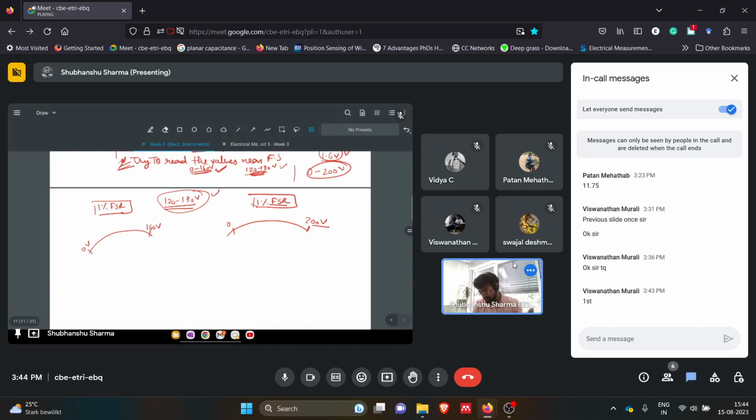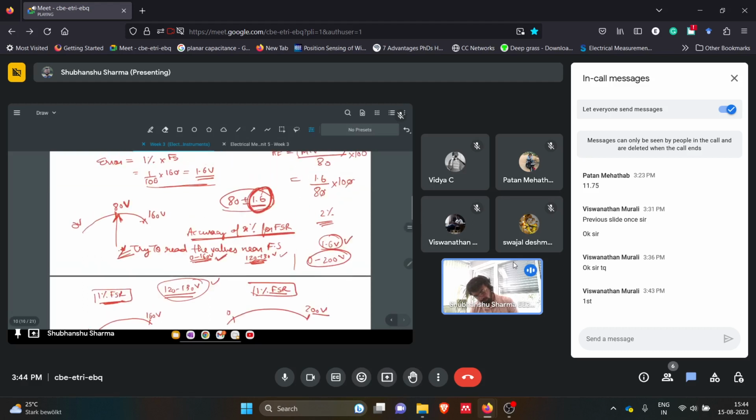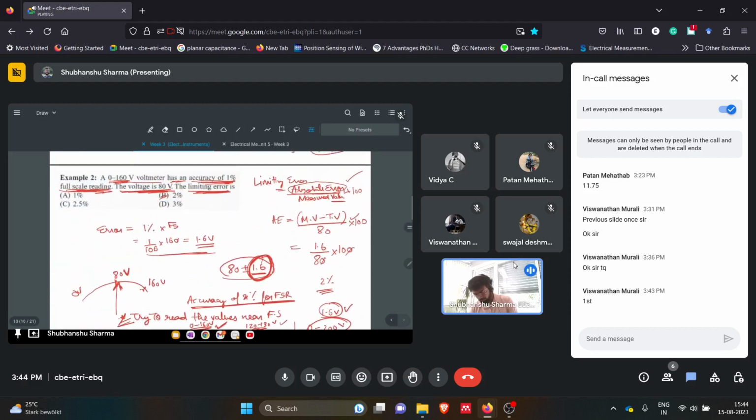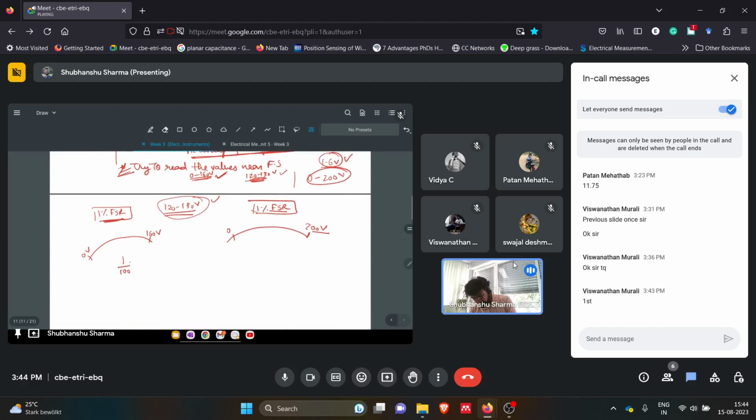When we say 1% of full scale is the error, then for the first meter it will be 1% of 160, so 1.6 volts. This will be the absolute error in this case. In the other case it will be 1% of 200, that will be 2 volts. So here the absolute error is 1.6 volts, and there it is 2 volts.